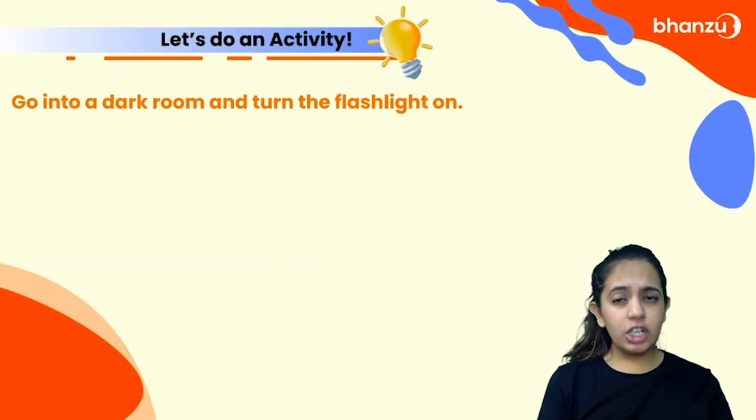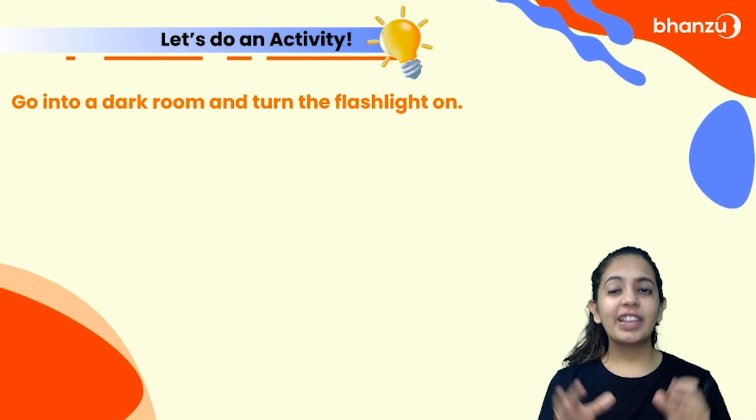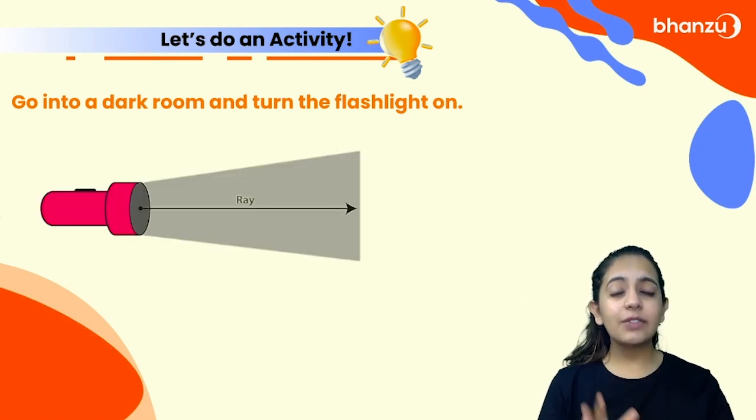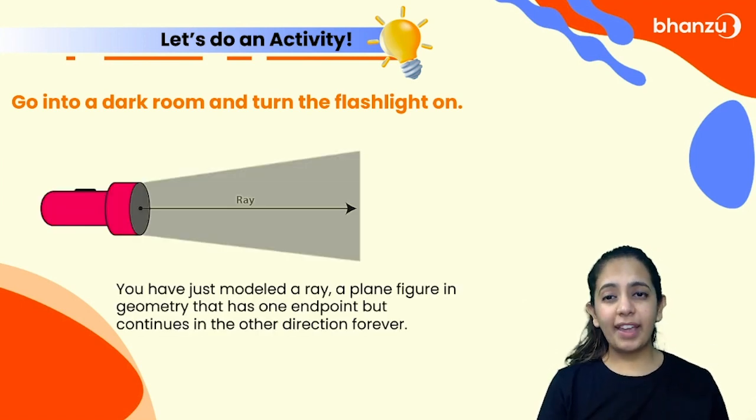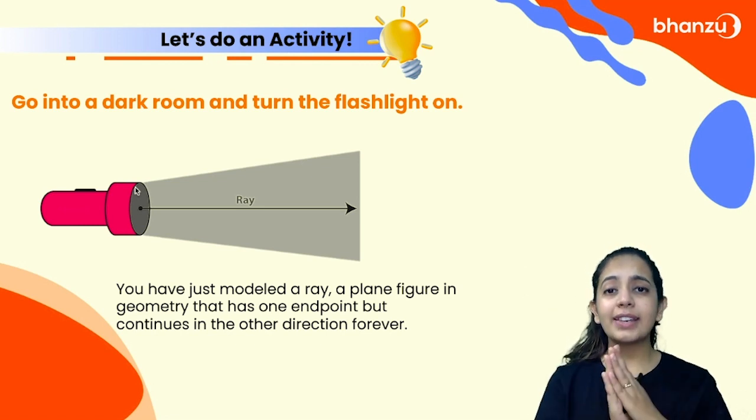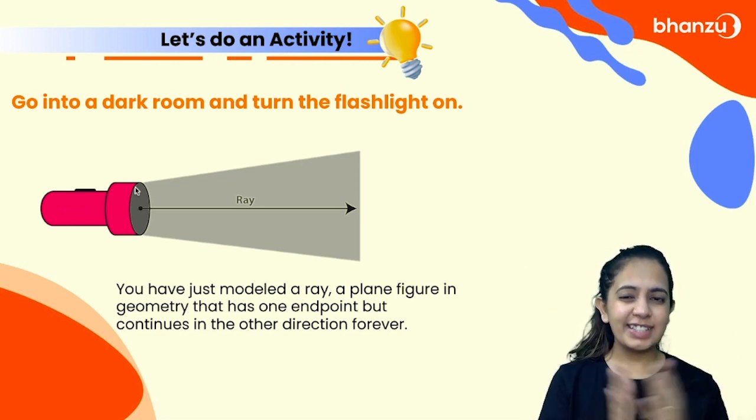Alright, here's an activity for you. Take a torch and turn its flashlight on. You will observe that the light will act as a ray, where the starting point is the torch and it has no other ending point.